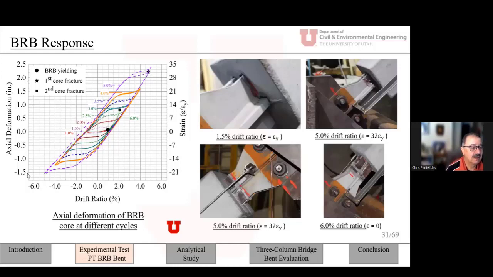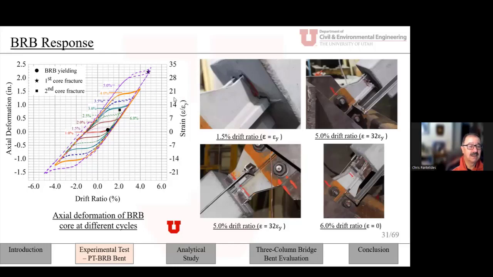Here you can see the condition of the BRB ends at different drift ratios. This is where it yielded. As you can see here, the line is red, it's broken. And here is 32 times the yield at 5% drift ratio, right about where it fractured. And here, again, you can see how much it elongated. And this is 6%, where, of course, it fractured and the strain now is 0.